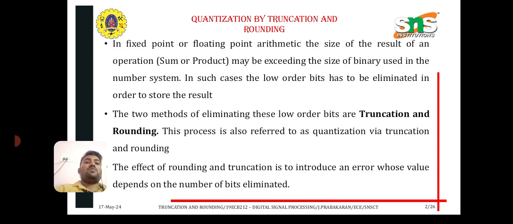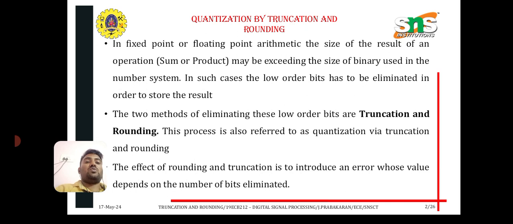In fixed point and floating point arithmetic, the size of the result of an operation, that is, addition and multiplication, may exceed the size of binary used in the number system. In such cases, the low order bits have to be eliminated in order to store the result. The two methods of eliminating these low order bits are truncation and rounding. This process is also referred to as quantization via truncation and rounding.